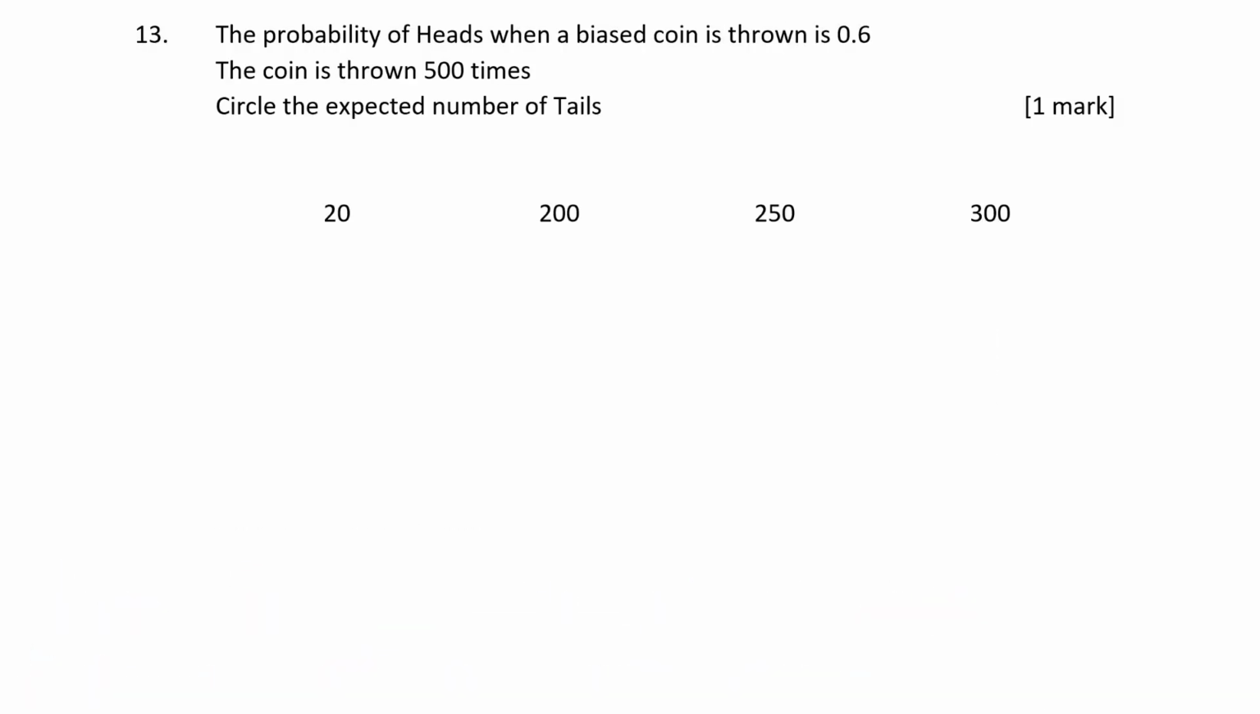Question 13. The probability of heads when a biased coin is thrown is 0.6. The coin is thrown 500 times. Circle the expected number of tails. So the expected number of successes is going to be given by the number of trials times the relative frequency or probability of success.